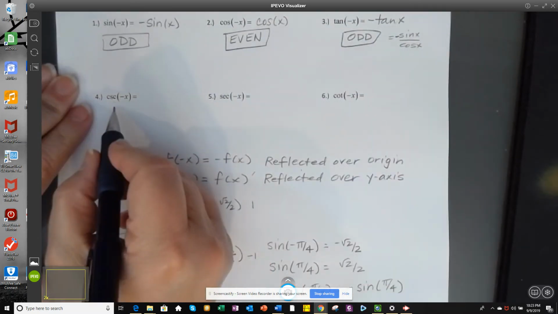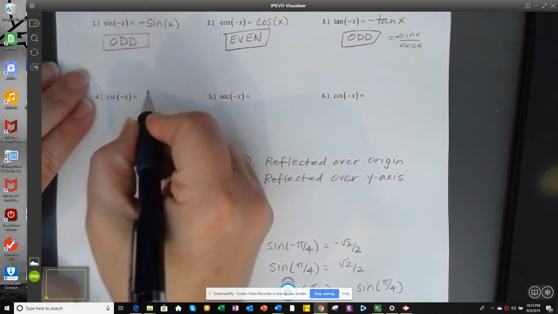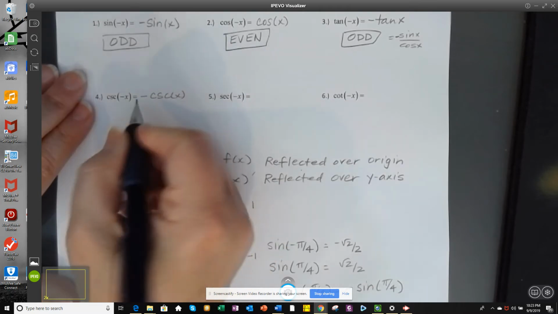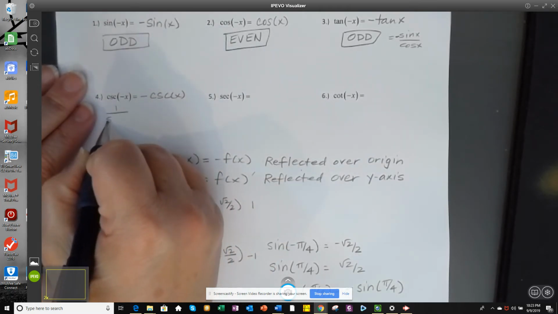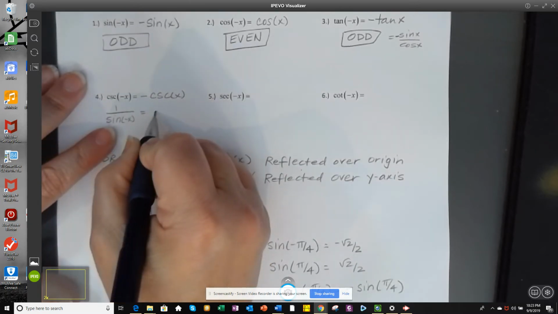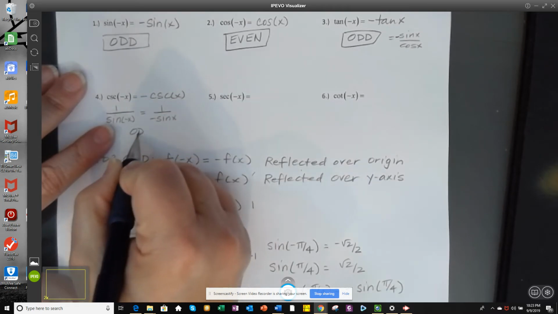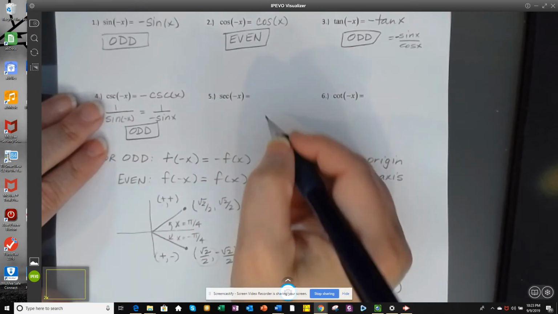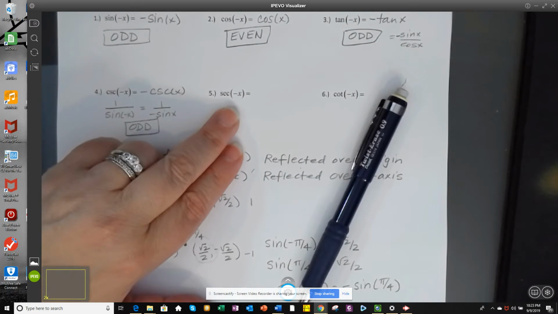Now, cosecant is 1 over the sine. So this is going to also be odd. Because if you think about it, this is 1 over sine of negative x, and that would equal 1 over negative sine of x. And so this one is also odd. So cosecant is odd. Secant, now I should show you the graph of that too.